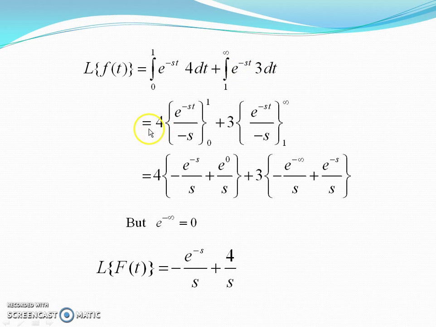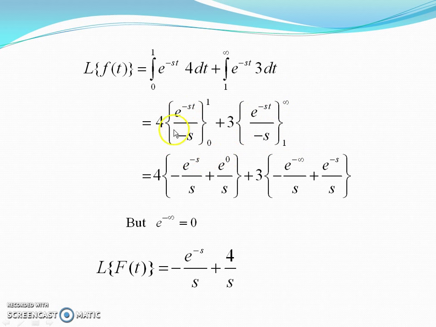So after integrating the first integral, 4 constant outside, e raised to minus st upon minus s when t is from 0 to 1, plus in the second integration 3 constant outside, you can write the integration of e raised to minus st is e raised to minus st upon minus s when t is running from 1 to infinity.